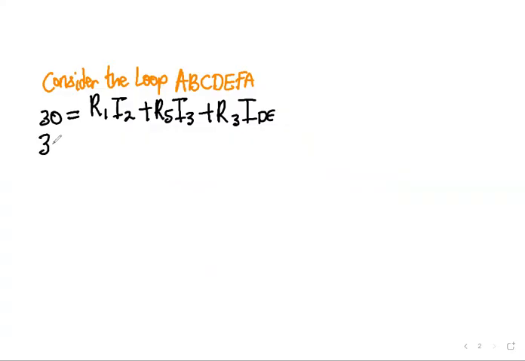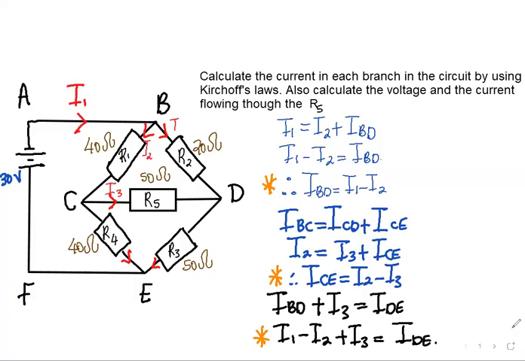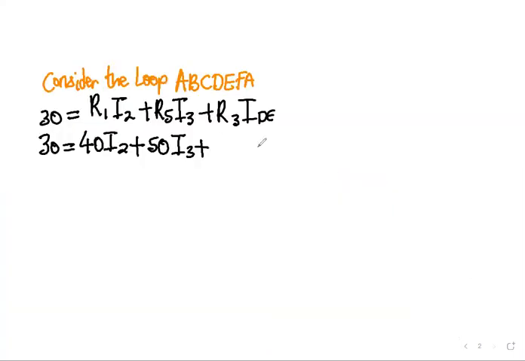So here we're gonna have 30 equals to, so our resistor number 1 is a 40 ohm resistor. Then we're gonna say I2, plus, and then when you look at R number 5, it's a 50 ohm resistor. You're gonna write 50 I3 plus, and then our third resistor, if you check it properly on the diagram, is also 50 ohms. So you're just gonna say 50 into the current at BD at DE. So to say, we got I1, we're gonna substitute I1 minus I2 plus I3.